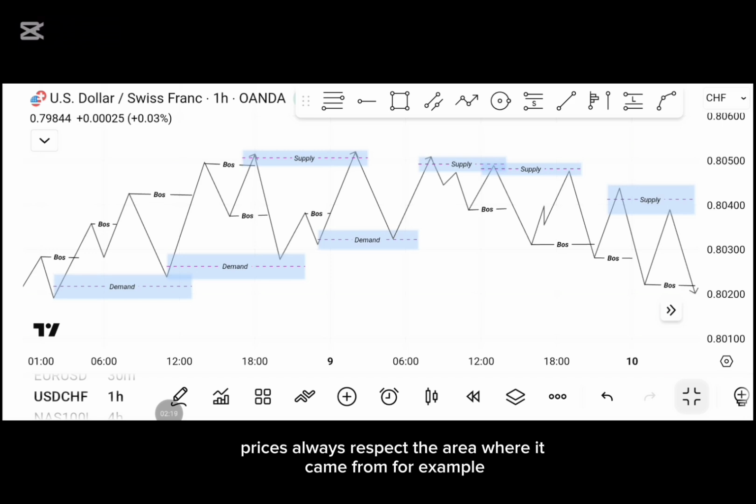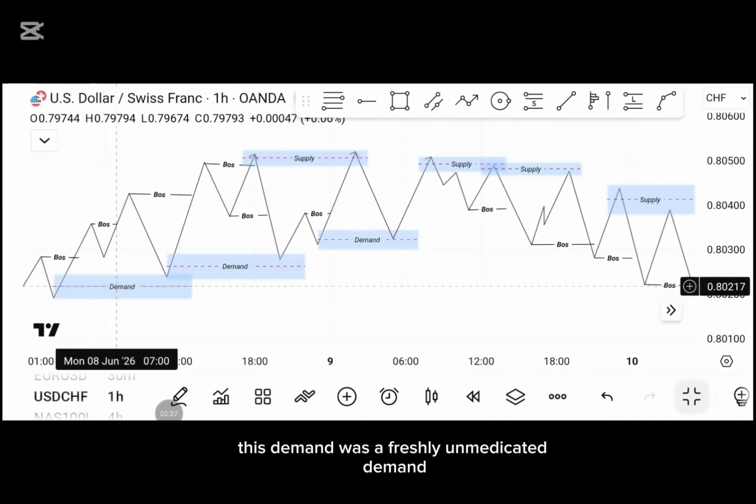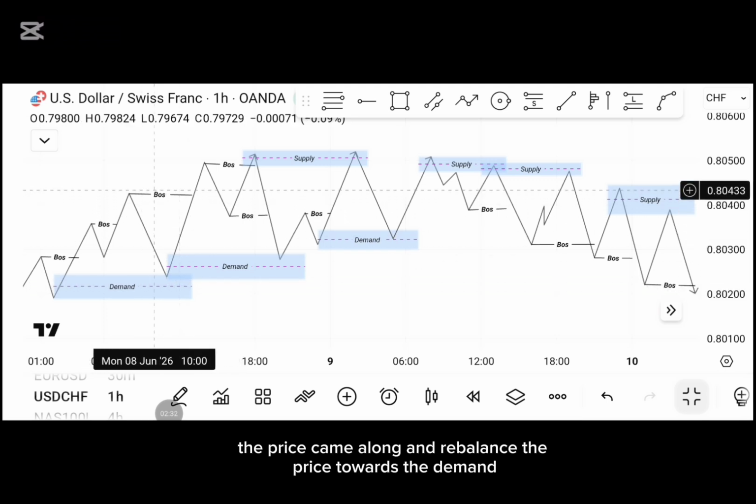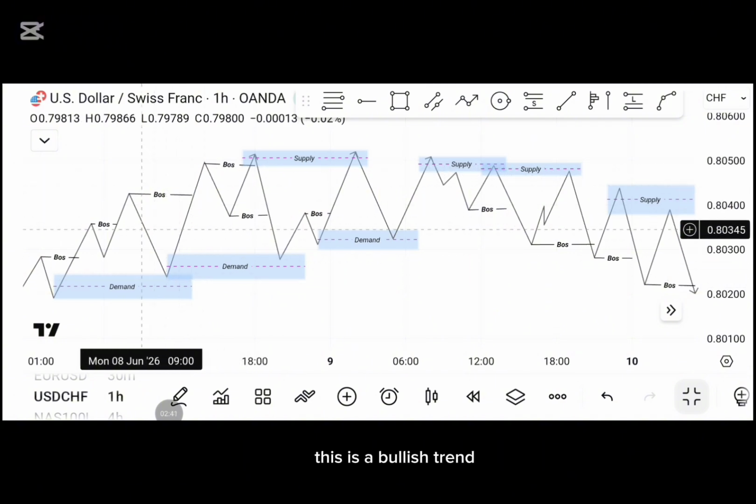Prices always respect the area where it came from. For example, if you look at this previous demand here, this demand was a freshly unmitigated demand. Therefore, the price came along and rebalanced the price towards the demand and then continued pushing to the upside. This is a bullish trend.